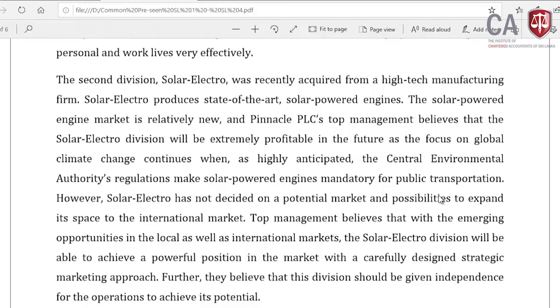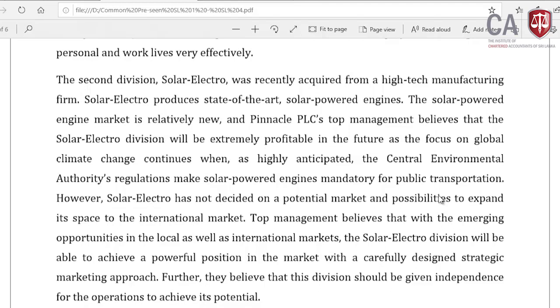So, what do they do? They are a high-tech manufacturing firm. Solar Electro produces state-of-the-art solar-powered engines. The solar-powered engine market is relatively new.